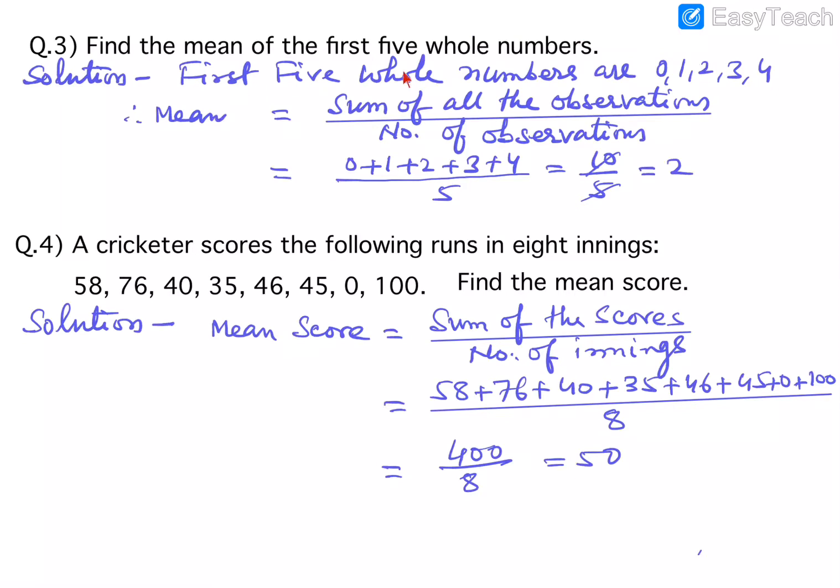As you know that first 5 whole numbers are 0, 1, 2, 3 and 4 because whole numbers start from 0. So these are 5 whole numbers. So therefore mean of the first 5 whole numbers is equal to sum of all the observations upon number of observations. This is the formula to find out the mean. Here observations are 0, 1, 2, 3 and 4 and their total is 10 and how many? These are 5. So divide by 5. So 2 is the mean.